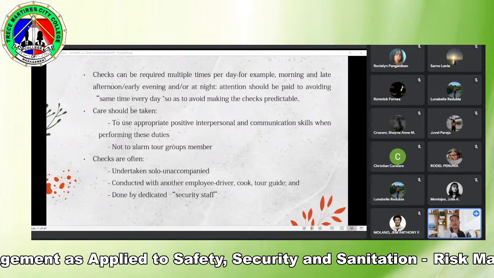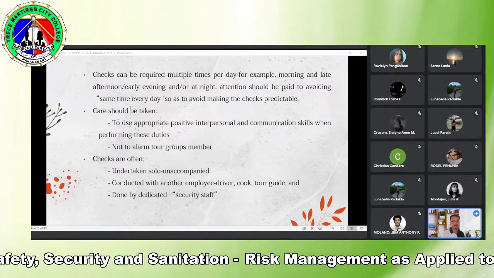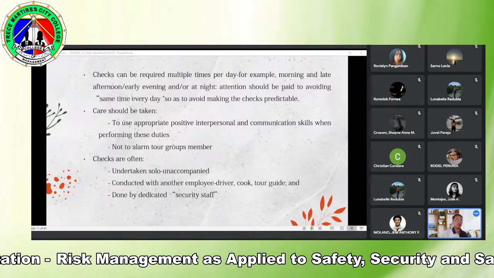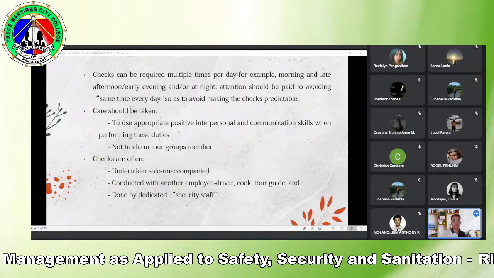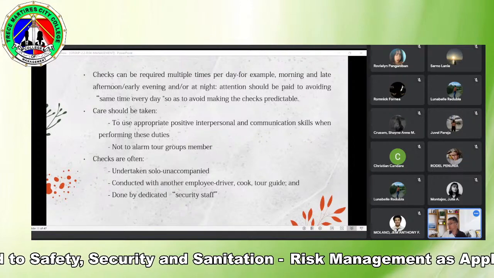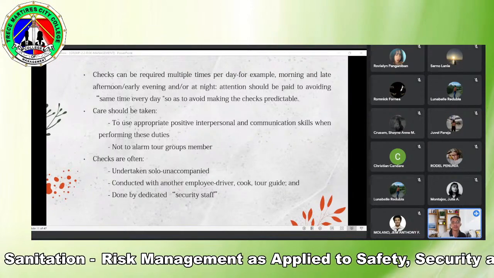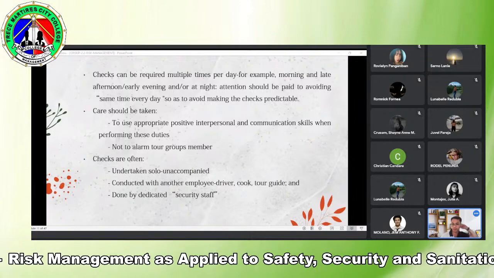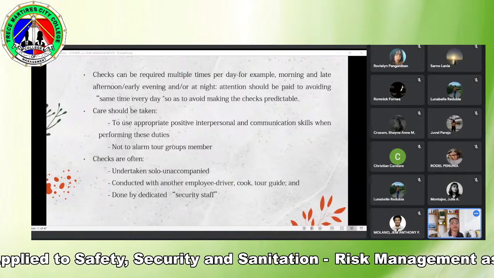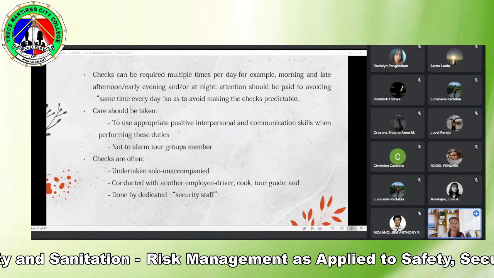Kasi I experienced being a tour guide. Although it's not that long, I experienced being a tour guide during my college days. During briefing, sinasabi namin na wag niyong i-alarmahin yung mga tour group members. Okay, may tamang procedure kung on how we handle these tour groups. Okay?